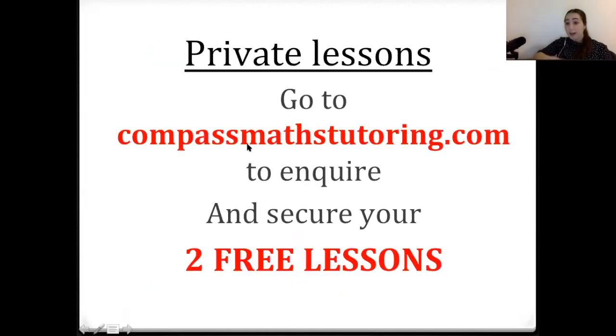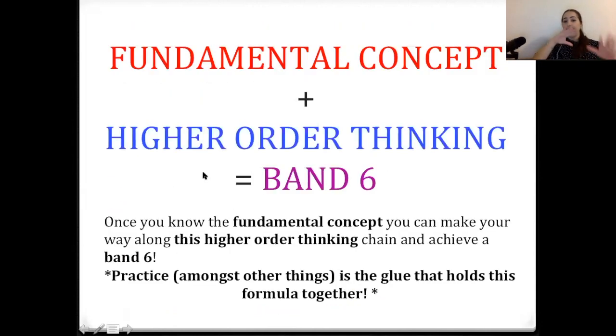Okay, so that's all I have to present for you today. Just remember the fundamental concept. So it's just remember the formula. It's your fundamental concept plus your higher order thinking gives you that band 6. So basically, once you know the fundamental concept, you can make your way along this higher order thinking chain to achieving a band 6. And just remember that practice, amongst other things, is what glues this formula together. So it's the only way that these can exist. It's through practice, and it's through examples, and it's through independent learning.